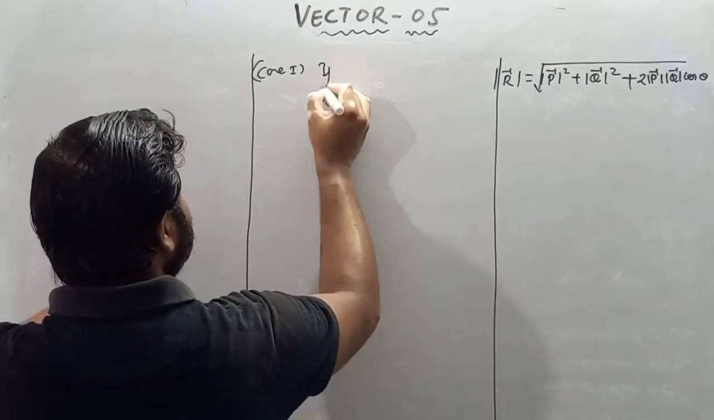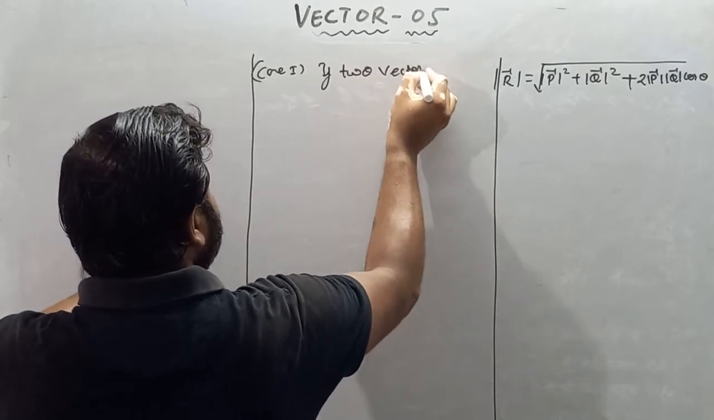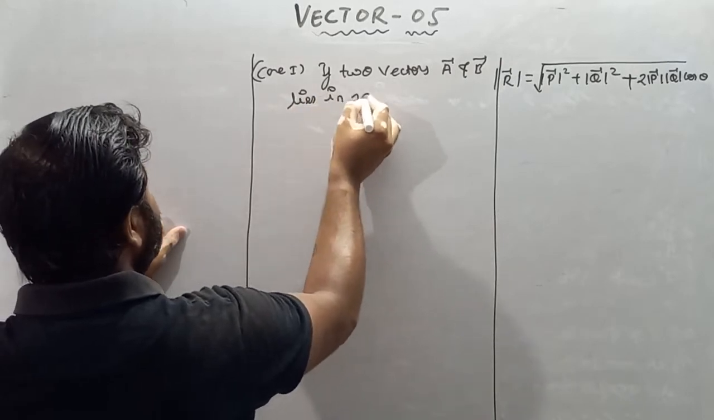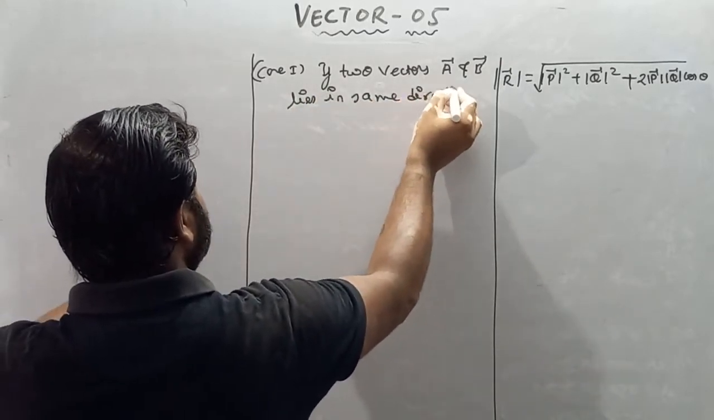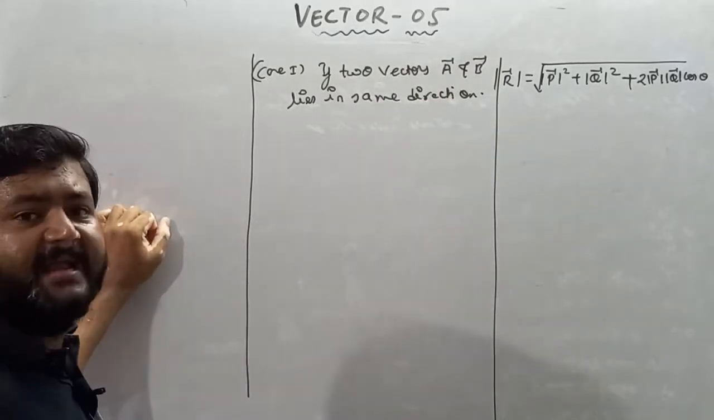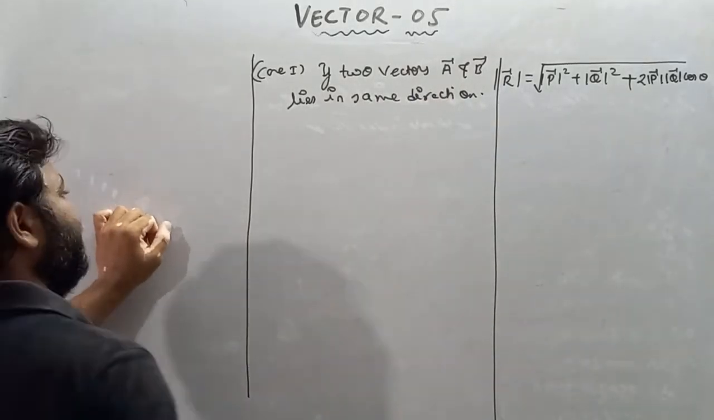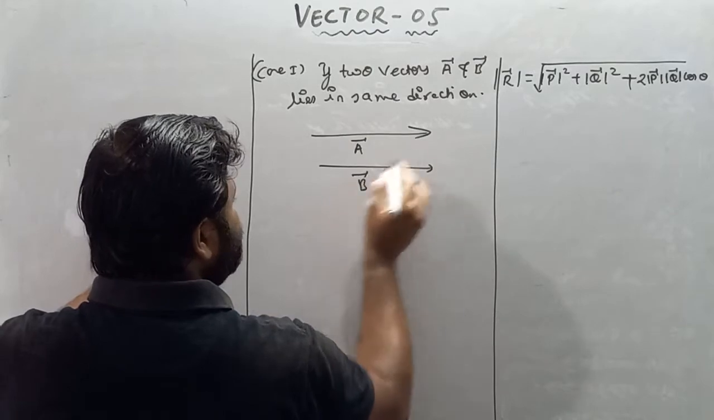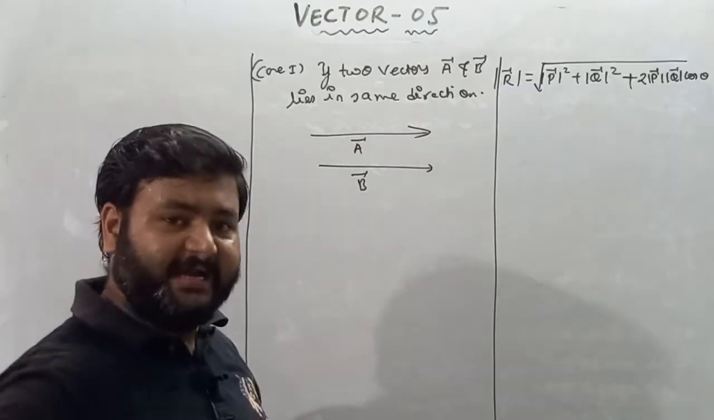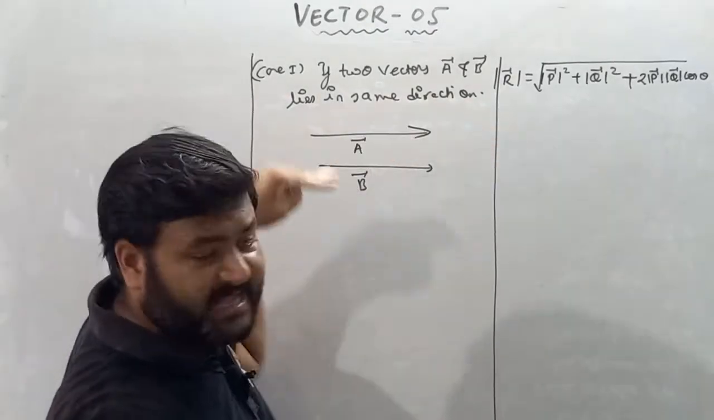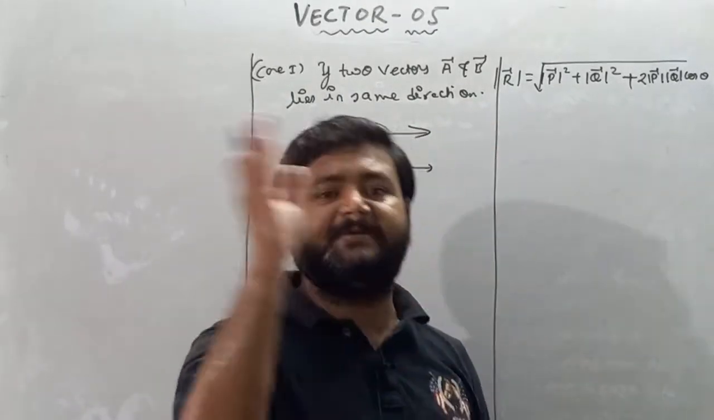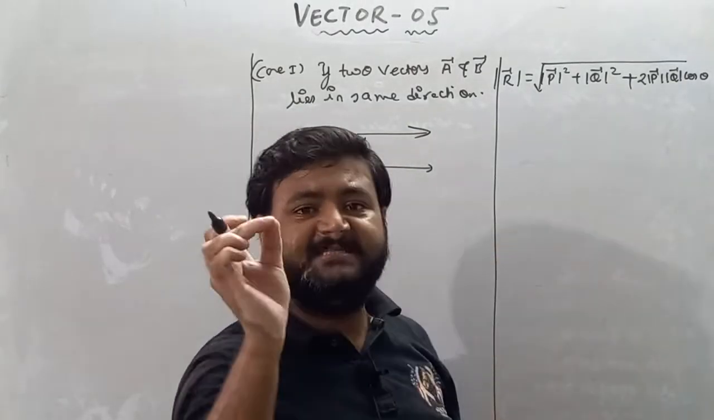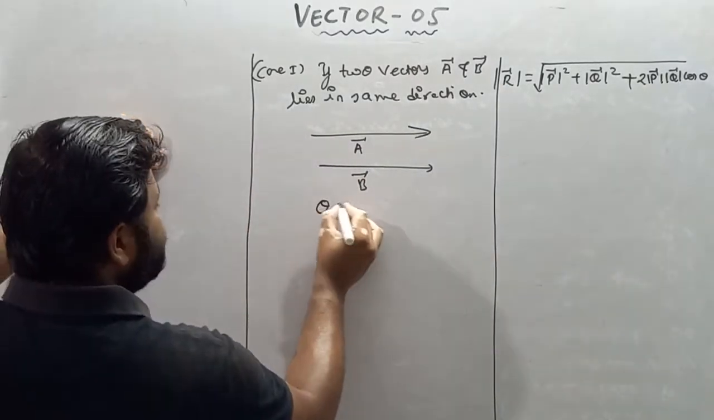Case 1 is if two vectors, A vector and B vector, lie in the same direction, my dear student. So if we have two vectors, let's suppose one is A vector and other is B vector. See, both the vectors are in same direction. And I already told you, my dear student, if two vectors are in same direction, then angle between them is 0 degree because both are parallel to each other. So two parallel lines carry 0 degree angle. So theta becomes equal to 0.